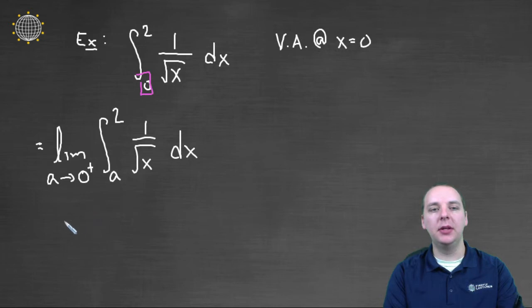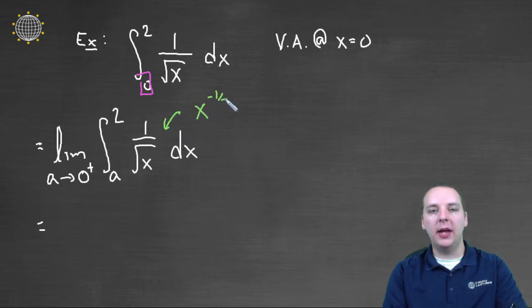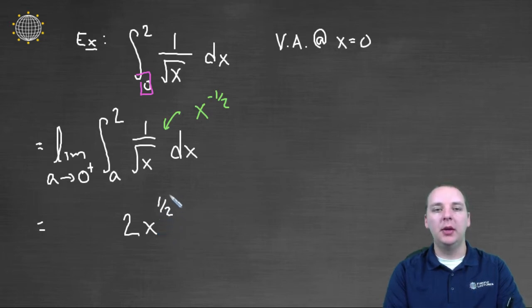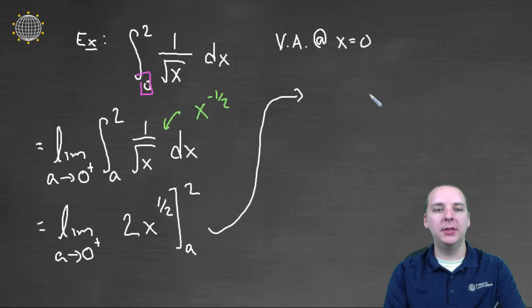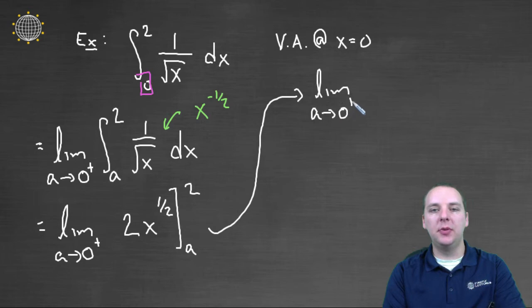All right, so let's see if we can compute this algebra here. This would be better considered as x to the negative 1/2, to help us integrate, so we can use the power rule. Integral of this would be 2x to the positive 1/2. That's the power rule. Bracket from a to 2, and we'll take the limit as a goes to 0 from the right. Okay, I'll come up here so we can finish it. This will be the limit as a goes to 0 from the right.